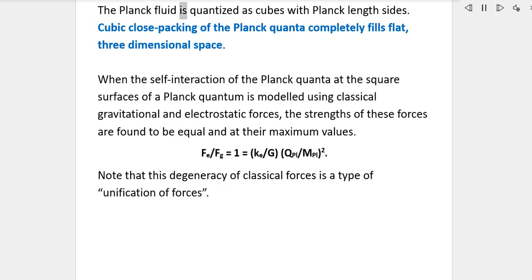The Planck fluid is quantized as cubes with Planck length sides. Cubic close packing of the Planck quanta completely fills flat, 3-dimensional space. When the self-interaction of the Planck quanta at the square surfaces of a Planck quantum is modeled using classical gravitational and electrostatic forces, the strengths of these forces are found to be equal and at their maximum values. Note that this degeneracy of classical forces is a type of unification of forces.